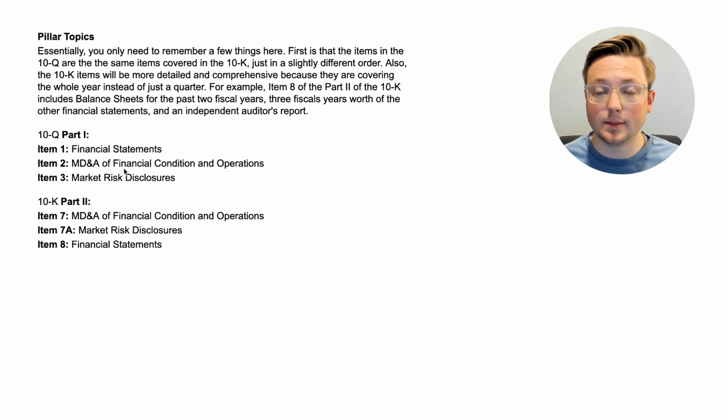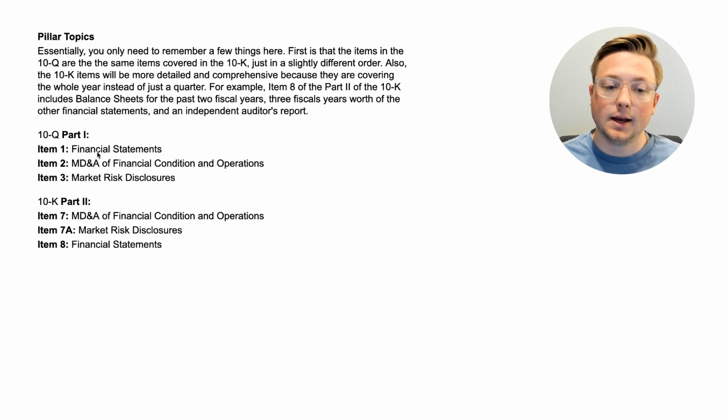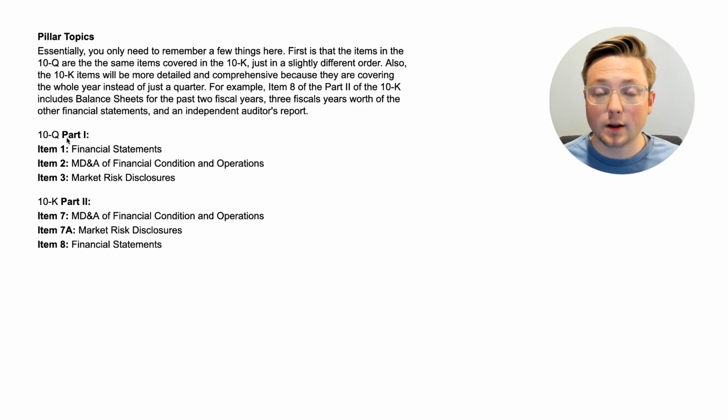It's not too difficult to remember, but I think that a lot of people get caught up in this. They'll see a question or a sim saying, in part 1, item 2, what should be covered, or things like that. And all you need to remember is that we're only talking about 10Q part 1, and 10K part 2. In the 10Q it's really easy: 1, 2, and 3. In the 10K, it's 7, 7A, and 8. So you only have to remember 7 and 8, and just remember there's something in the middle, which is 7A.